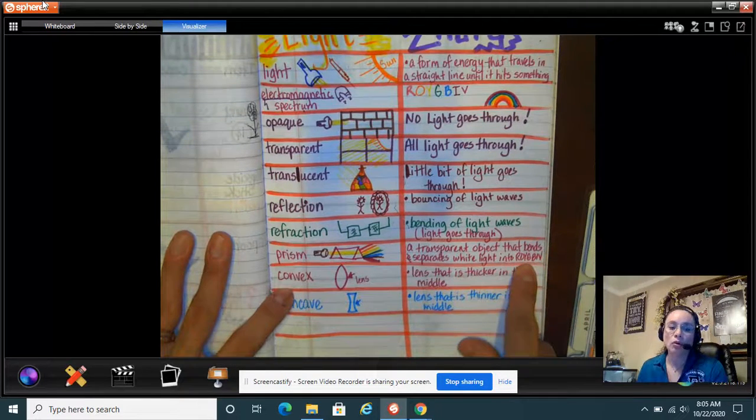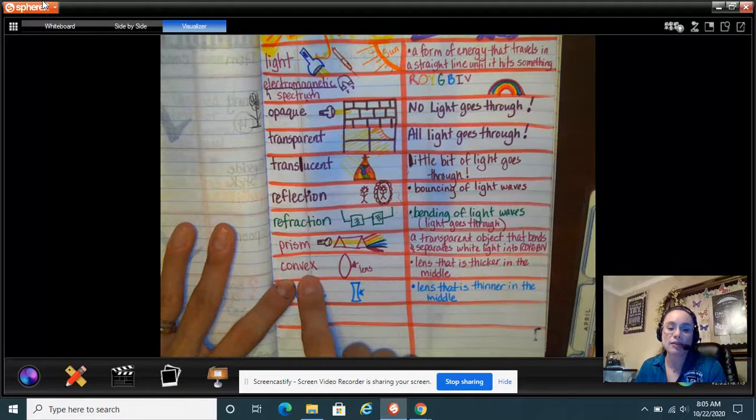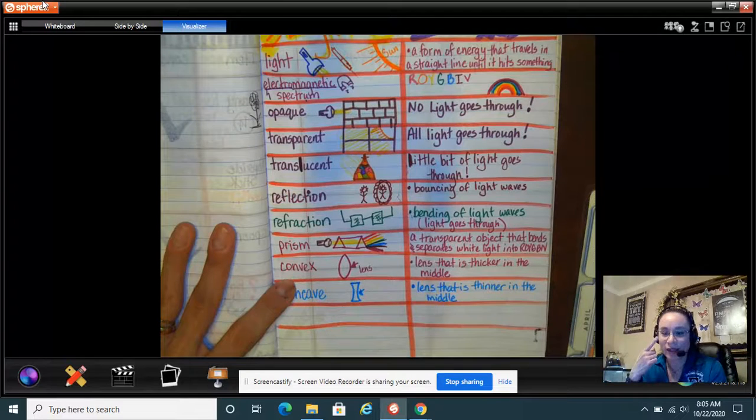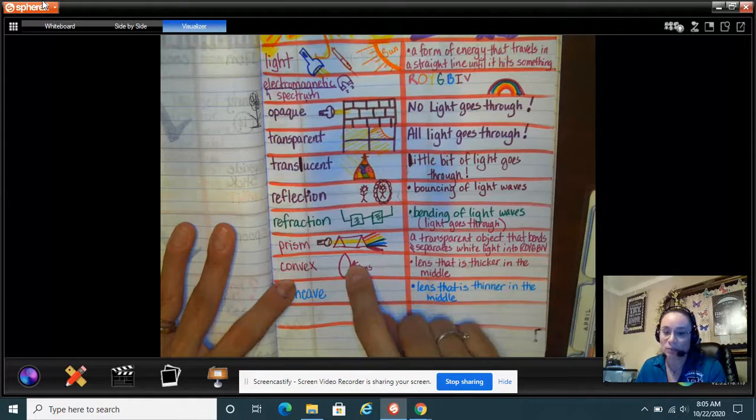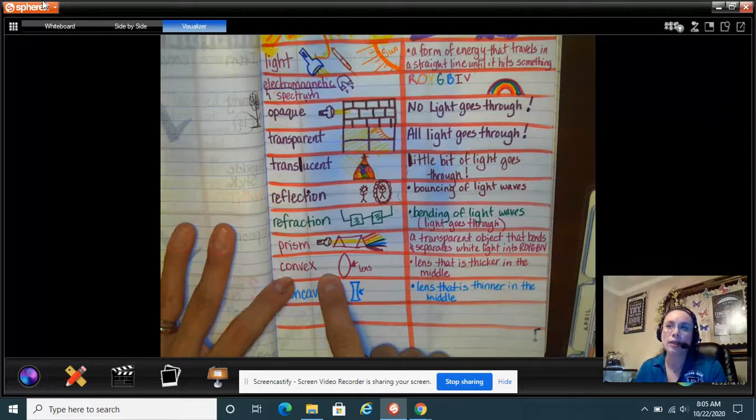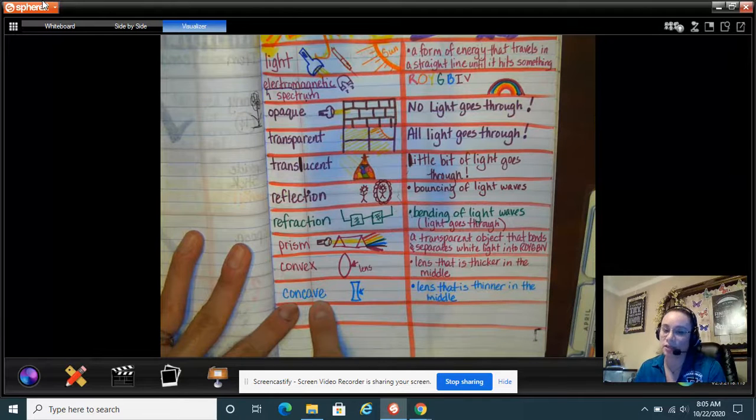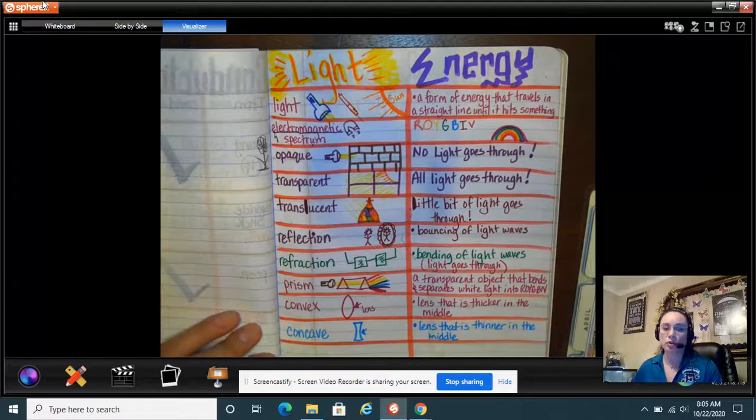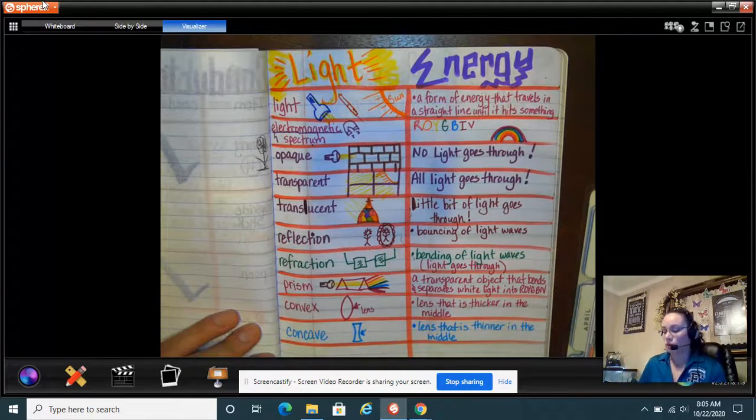What if light travels in a straight line and it hits a convex lens? Okay, that means the lens, like in my eyeglasses, but some of the lenses are thicker in the middle. Okay, if you have a convex lens and it's thicker in the middle, the letters are going to look bigger. Okay, but what if I have a concave lens? If the light goes through, the lens is thinner in the middle. So the letters are going to look really, really small. Okay, so I have all my vocabulary words for light energy this week 2.3.